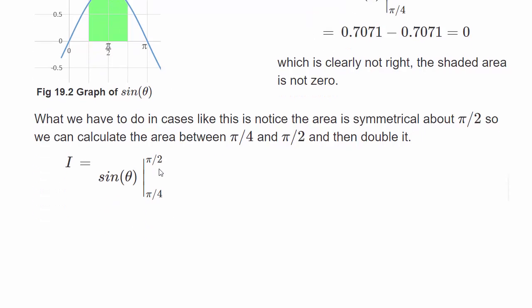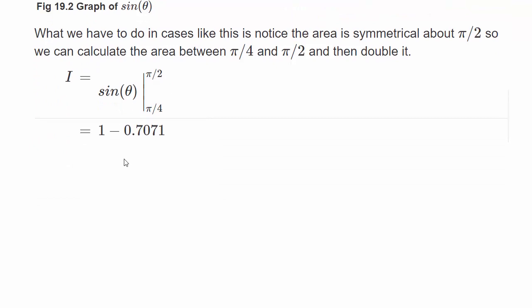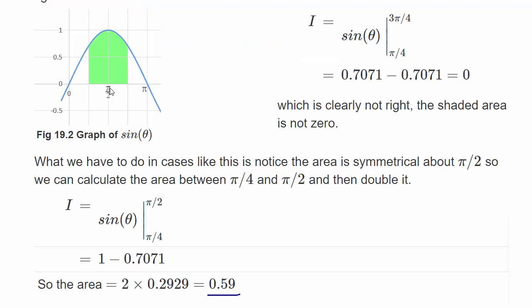So what we're going to do is integrate from pi over 4 to pi over 2. That's going to give us 1 minus 0.7071. Subtract those and we get 0.29, and then we want 2 times that, which will give us 0.59. So this area is actually equal to 0.59.